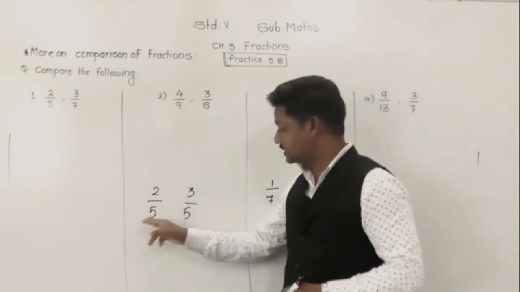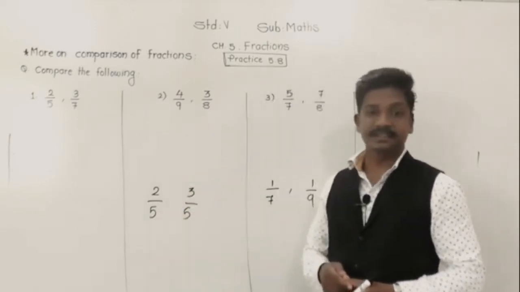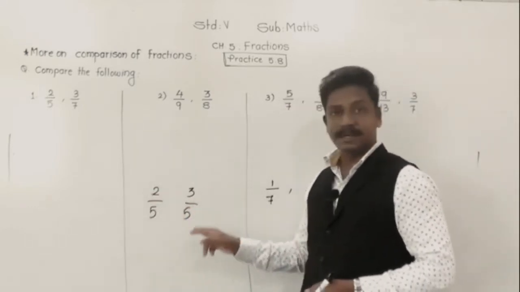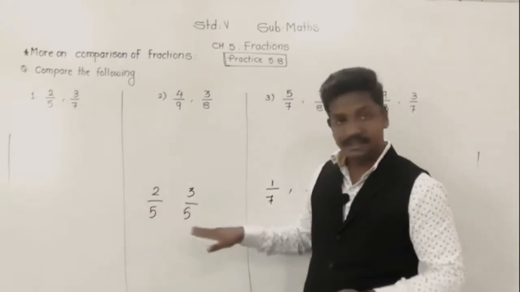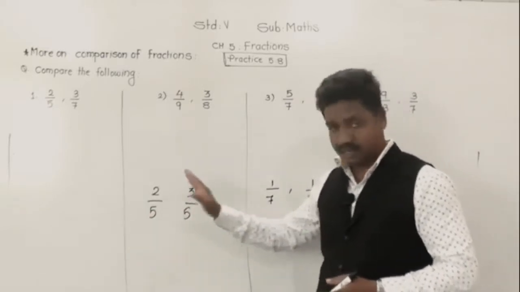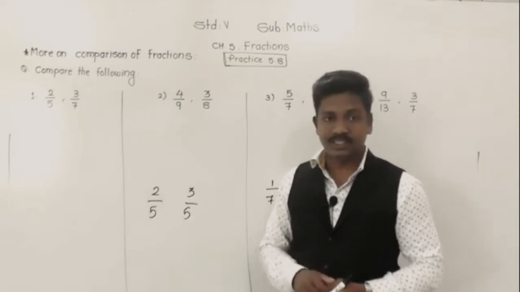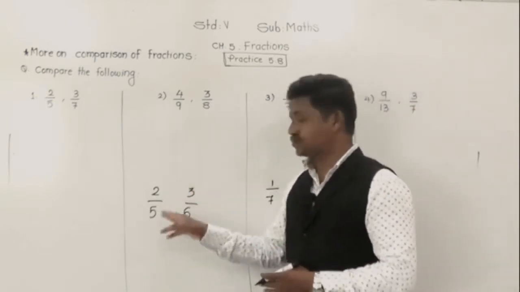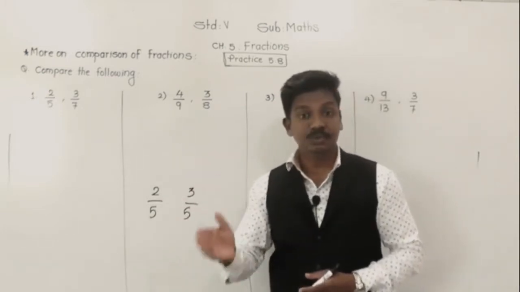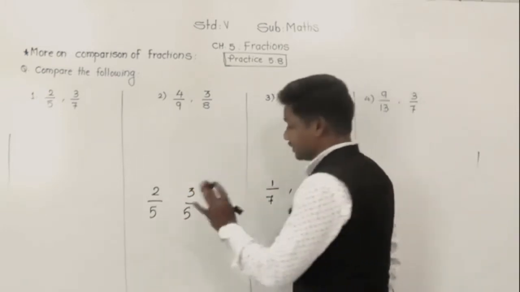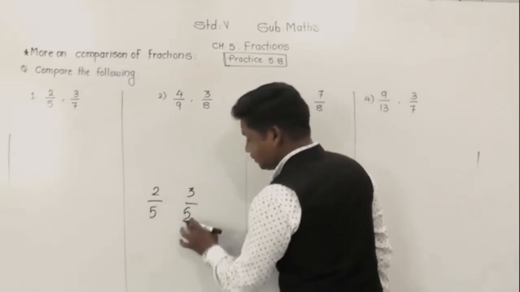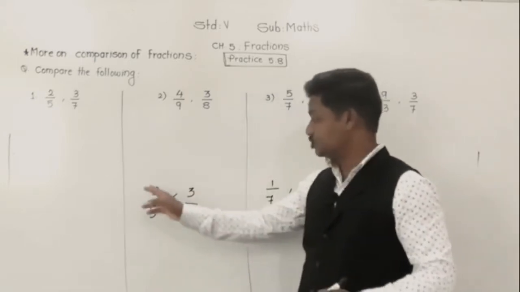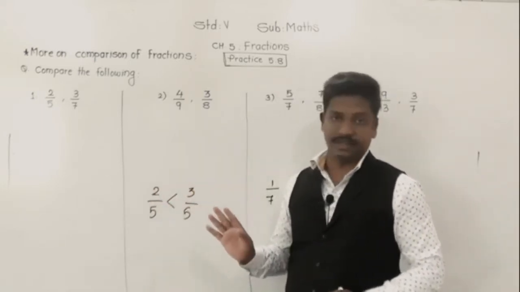If denominators are same, then which fraction is greater? Now see here, 2 by 5 and 3 by 5, denominators are same. Between these two fractions, which one is greater? It is very simple. When denominators are same, the fraction having greater numerator is the greater fraction. That means 2 by 5 is less than 3 by 5.